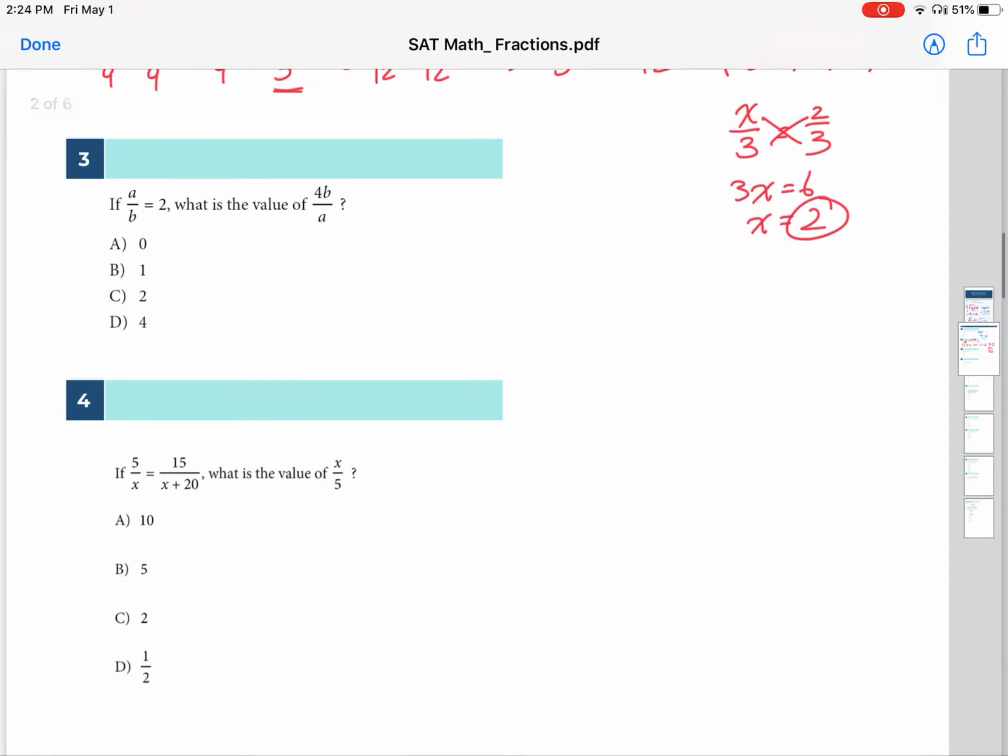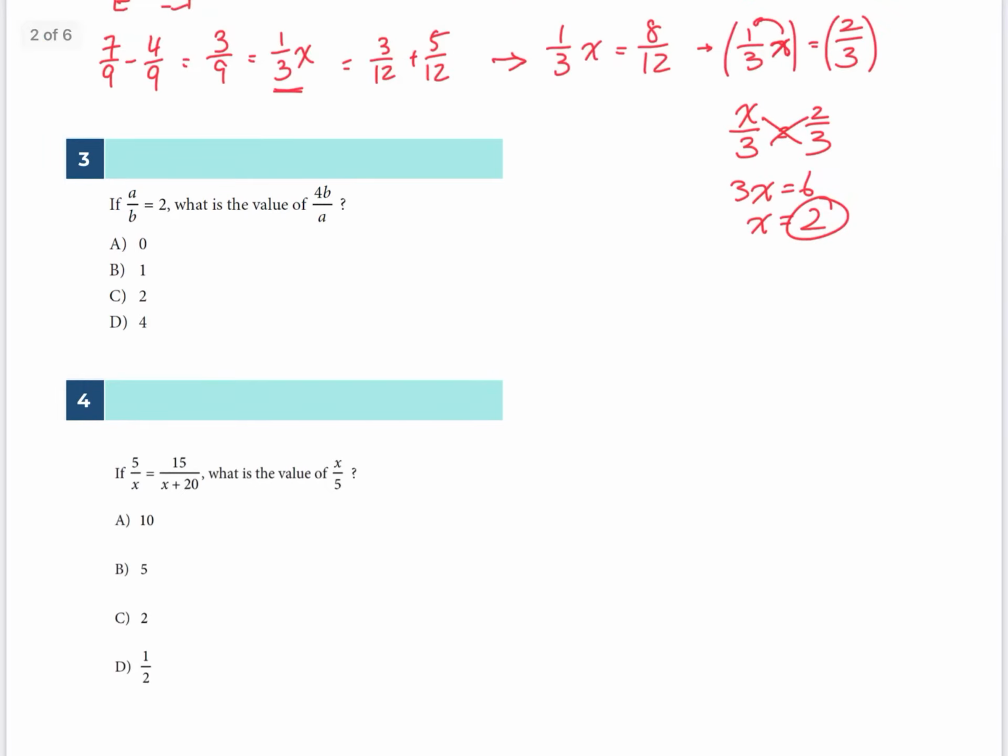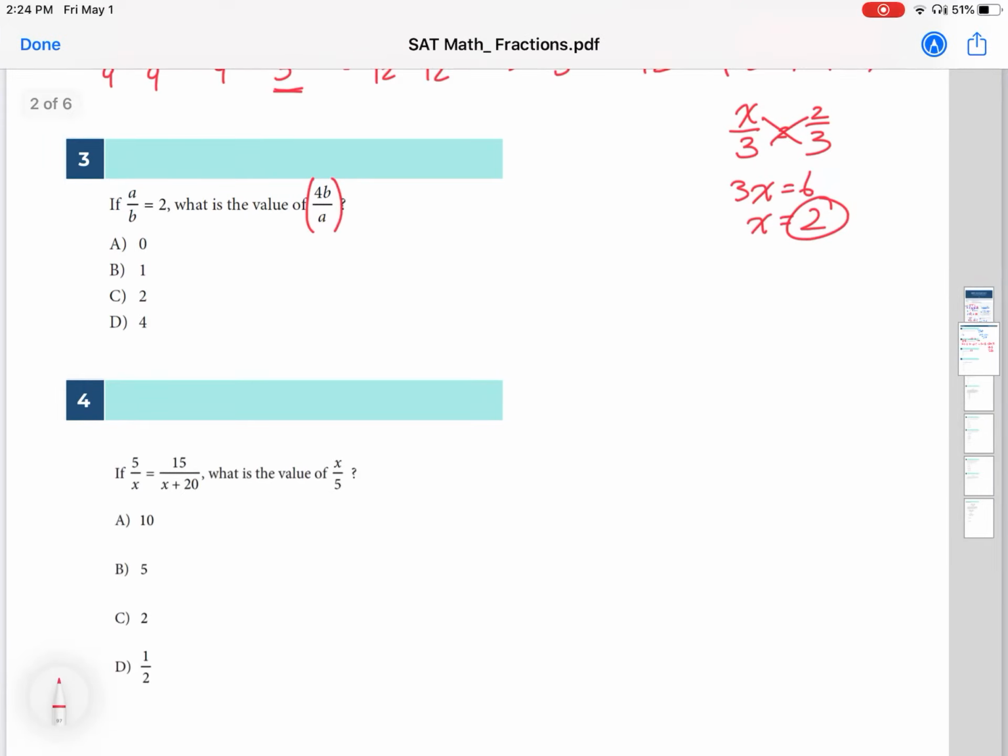Number 3 here, taking kind of a similar idea, they want to know what 4b over a is. And they tell me that a over b equals 2. Now, a lot of us will think, okay, I need to find a, I need to find b, and I need to plug them each in. But there's a shortcut here. There's a couple of things we can do.